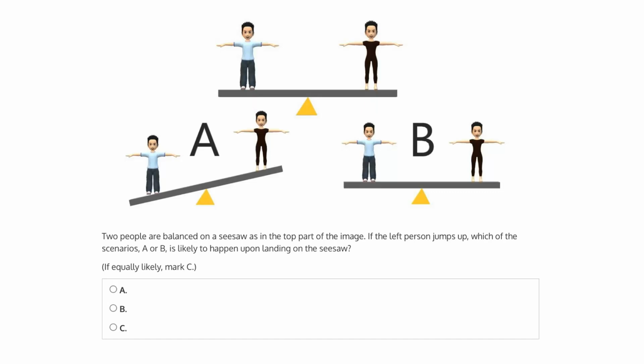Now, when the person on the left jumps up, the force that they were previously exerting on the seesaw is no longer present, which means only one force will be exerted, and that's the weight of the right person. And this will see the right side of the seesaw go down and the left side go up. Now, remember, we were asked to consider what would happen upon landing on the seesaw. So what we've just described is essentially an intermediate state.